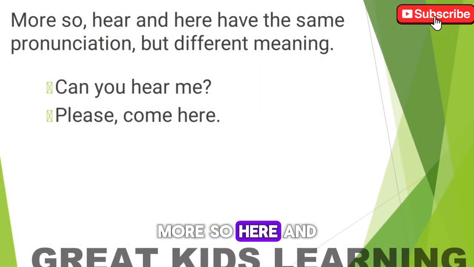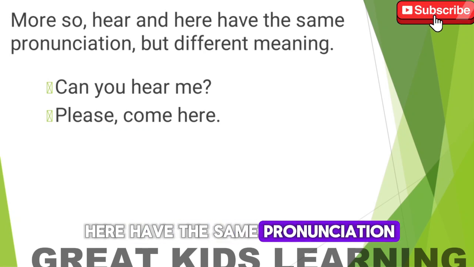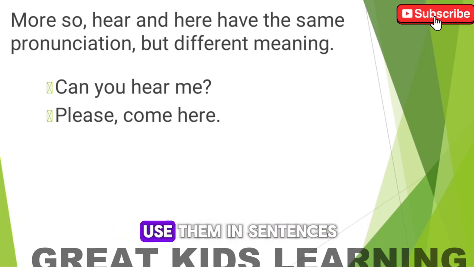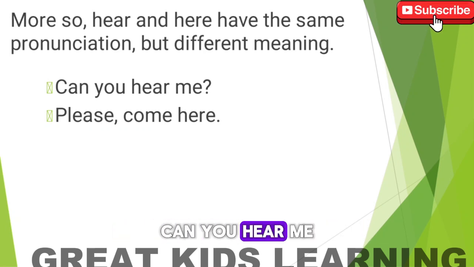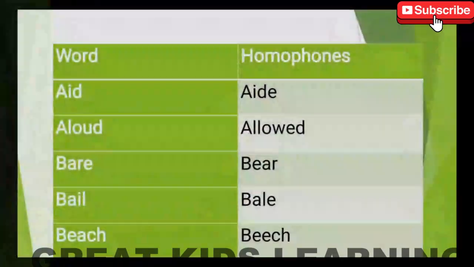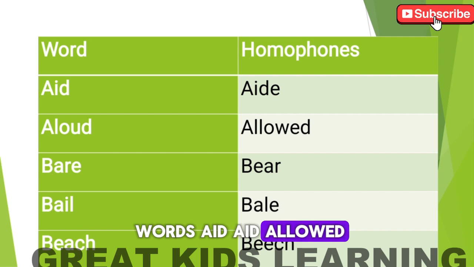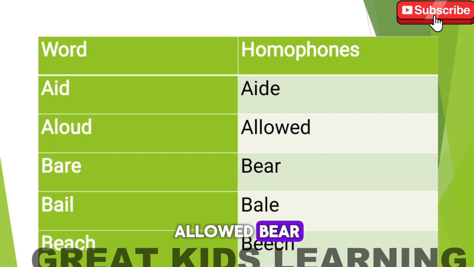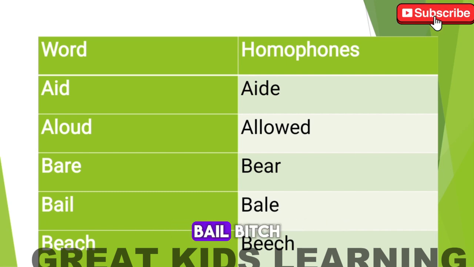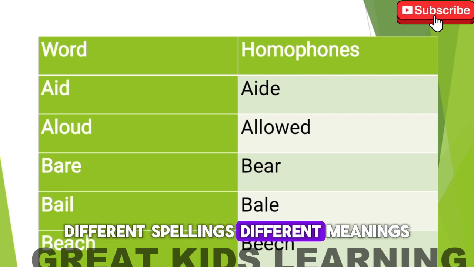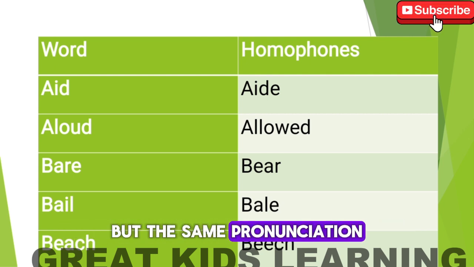More so, here and here have the same pronunciation but different meanings. Let's use them in sentences. Can you hear me? Please come here. They sound alike but have different spellings and meanings. These are other words. Aid, aid. Allowed, allowed. Bear, bear. Bail, bail. Beach, beach. Different spellings, different meanings, but the same pronunciation.